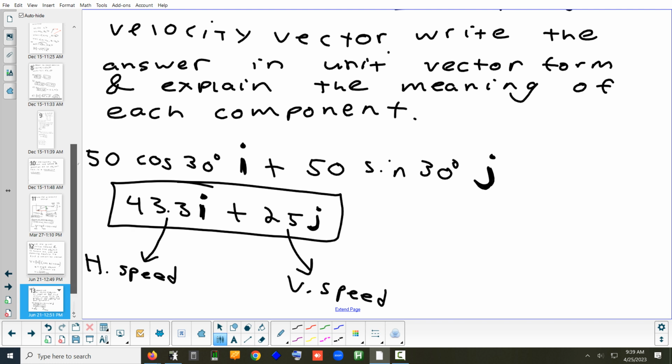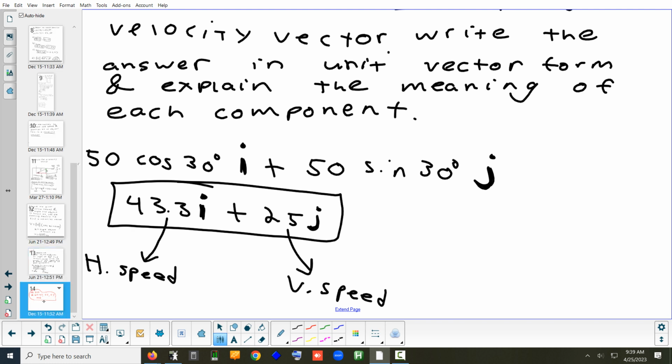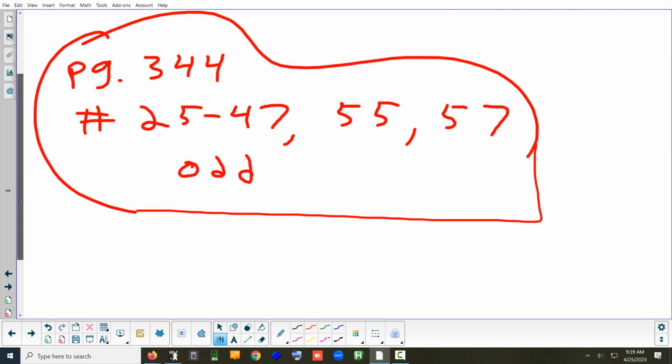All right, that should be good. So it's 25 to 47 odd, and 55 and 57. This is out of a different book, but if you go to Schoology, the PDF that I put up for the lesson is the correct PDF. But it's going to look a little different because it's a different book.